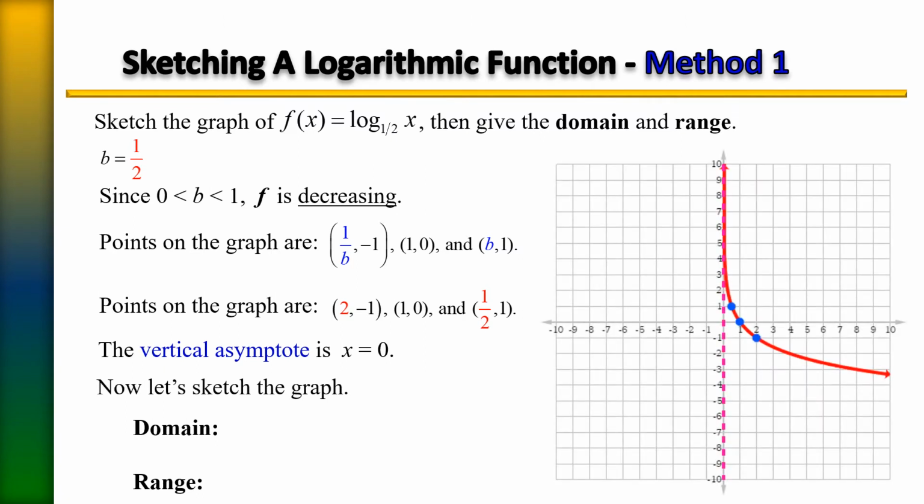Next, we want to identify our range. Let's start with the domain rather. The domain, recall, is going to be from 0 all the way to positive infinity. Range, you have arrows on both ends, so it's going to go forever up and down. So the range would be from negative infinity to positive infinity. And there you have it. Graphing or sketching the graph of a log function by using its properties.